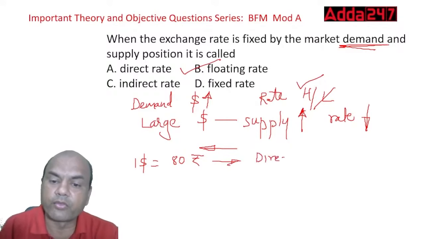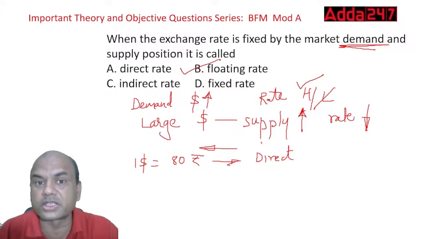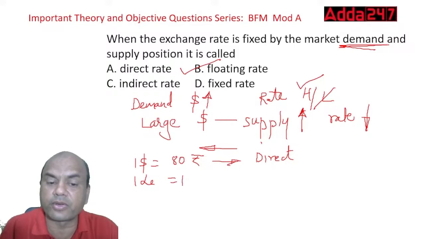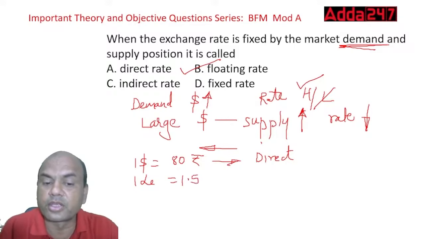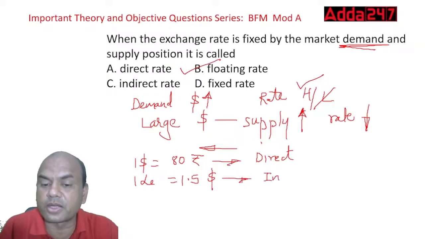Remember, the logic is simple. Your dollar is fixed, and your rupee, the local currency, is fluctuating. It is called a direct rate. Indirect is the reverse. Suppose I give you £1 equals $1.5. Here, the dollar is fluctuating. So this is called an indirect rate. When your dollar is fluctuating, it is called an indirect rate.